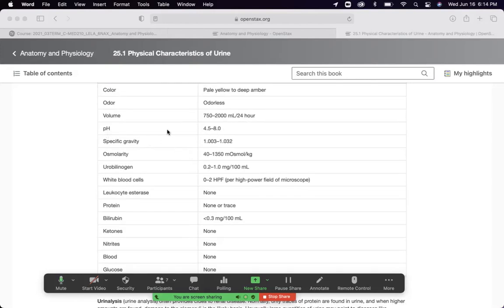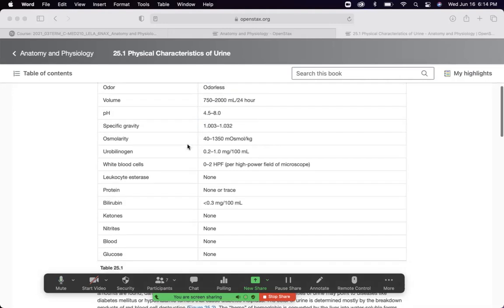The pH could be either slightly acidic or slightly basic. And remember, humans should be around a pH of 7, around 7.4. So depending on what you're drinking or what you're eating, the pH should be slightly acidic or slightly basic. Another word for basic is alkaline.